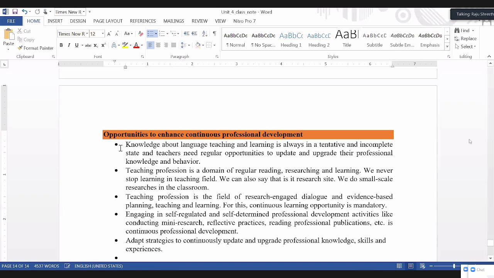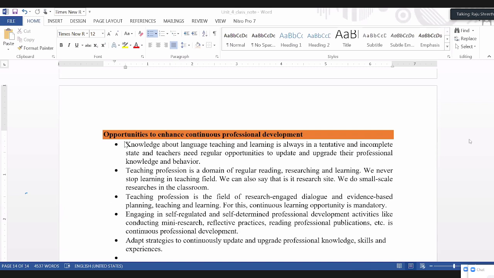Now here, let's discuss opportunities to enhance continuous professional development. Here, 4, 5 also finished. 1, 2, 3, 4, 5. 5 we did. And this is our overview of the English curriculum of grade 6, 7, 8. I will send this sample question answer. Today, we finish this Unit 4. Then the whole note of this Unit 4, I will send to the administration, and you will get it.